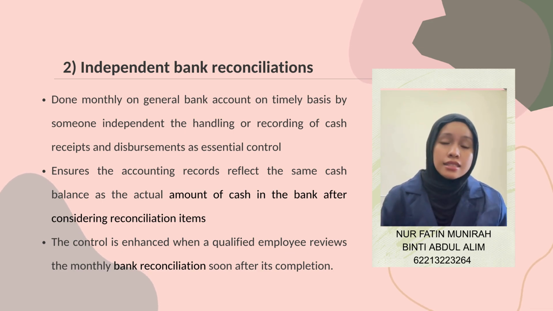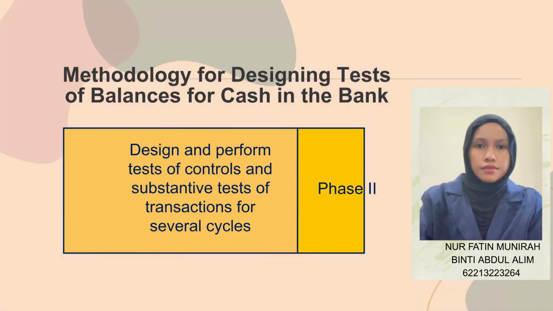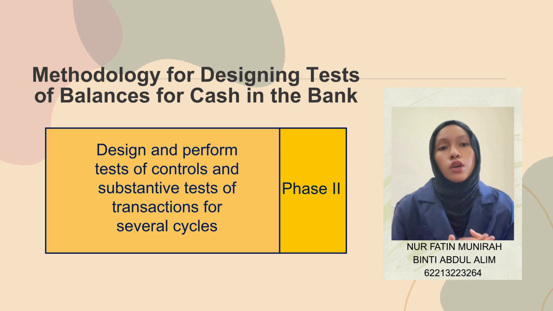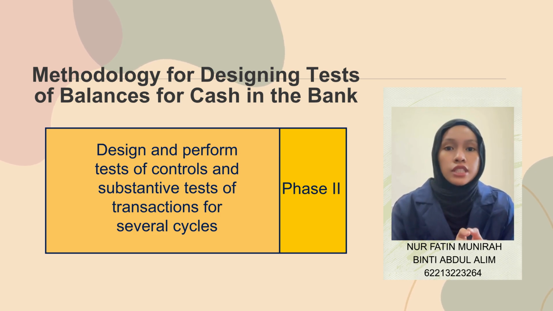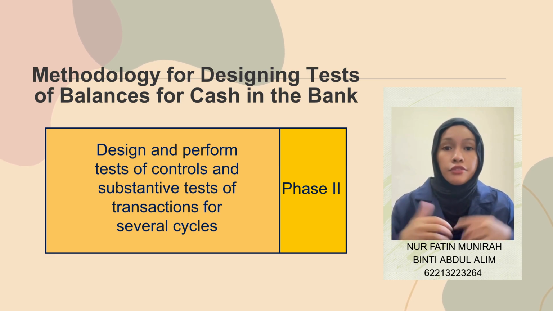To summarize, phase 1 is all about understanding the client and their risk. After planning and risk assessment, we move to phase 2, which is where we perform tests of controls and substantive tests of transactions. Here, the goal is to verify the controls we assessed in phase 1 are actually working effectively.